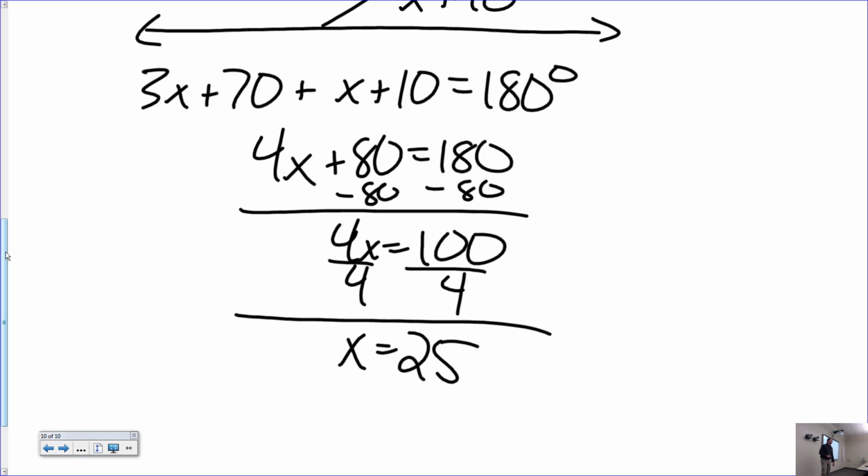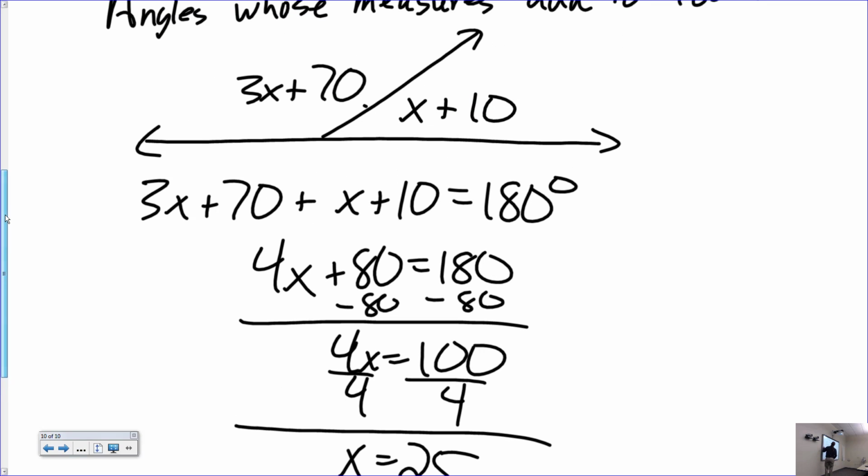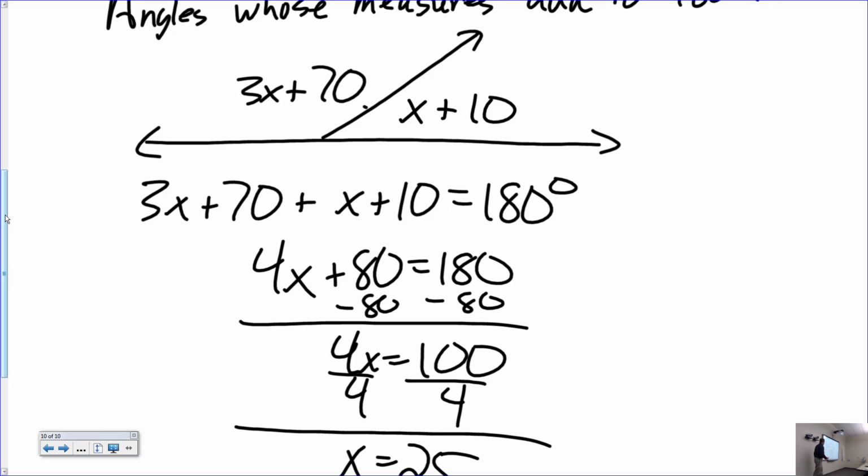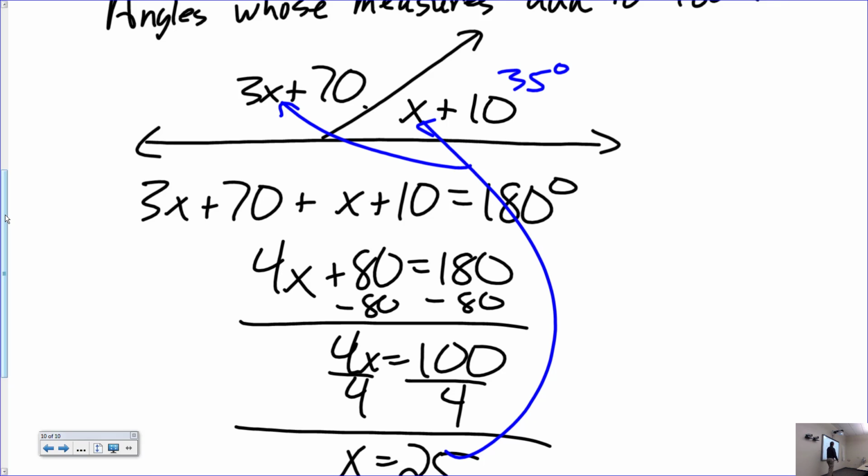Please don't stop there. If you tell me that x is 25, I'll say, gee, great, thanks. Here's half your points. What did I ask for? Measures of the two angles. What are the measures of those angles up there, folks? Plug it in. What is 25 plus 10? 35. This is a 35-degree angle. What's the measure of the other angle? 145. 145 degrees.